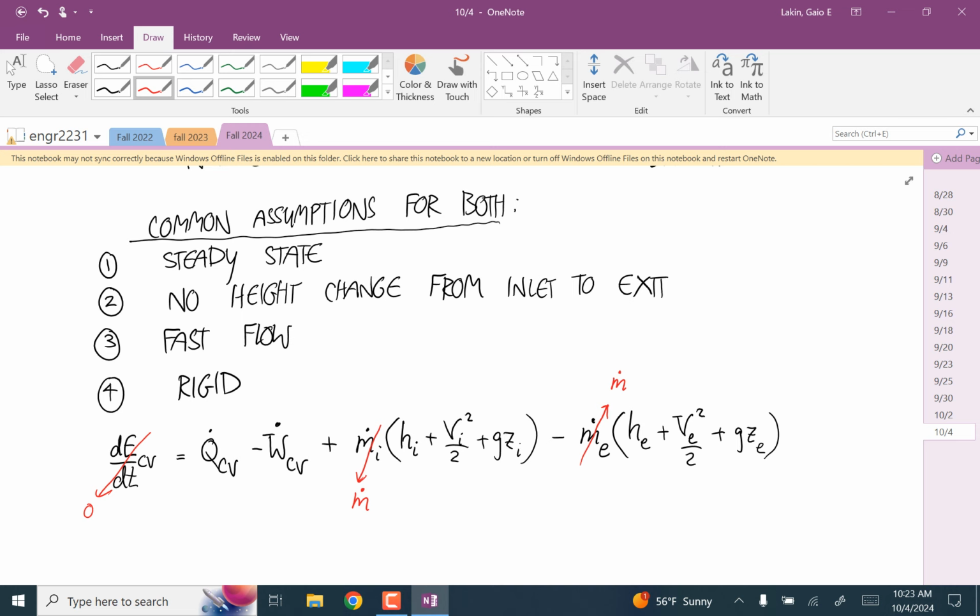No height change from the inlet to exit. What does that change? Just one. Well, since that's a difference between those two, you can just cancel those out, because notice that that's a change if you combine them. It wouldn't be a change if that m dot wasn't the same on both, but now it is. Fast flow, what does that mean? No Q dot. Right?